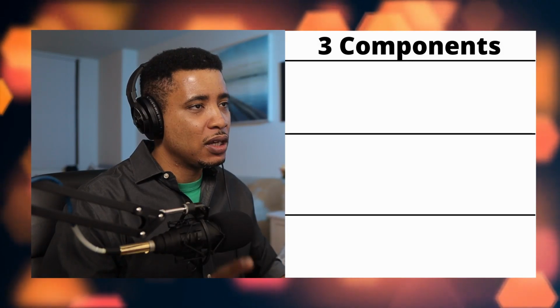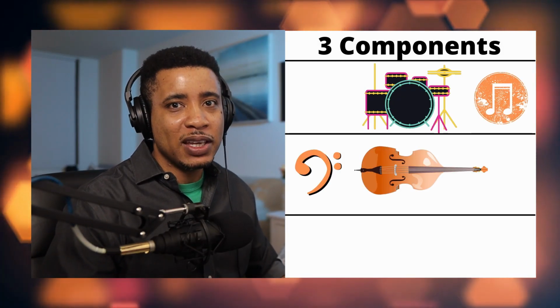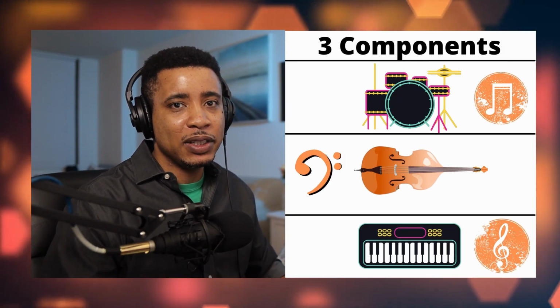We're going to make this beat by only using 3 components: 1 drum beat, 1 bass, and 1 melodic element. Remember, when you start making your beats, they don't have to be perfect. We're composing something that we can build upon.